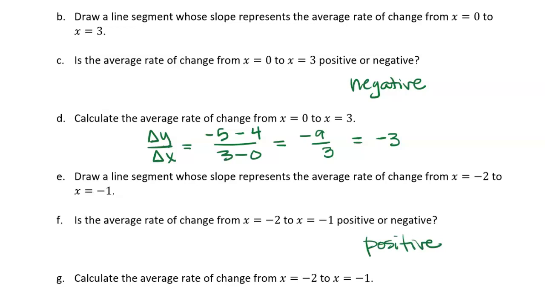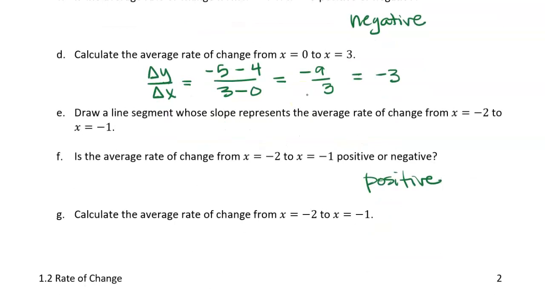And then we need to calculate the average rate of change between those 2 points. Again, we're going to have delta y over delta x. So I'm going to take f at 1, which is 3, minus f of negative 2, which is 0, and then over 1 minus negative 2. So I have 3 over 1 minus negative 2, that's 1 plus 2, which is 3. So that's a slope of positive 1.